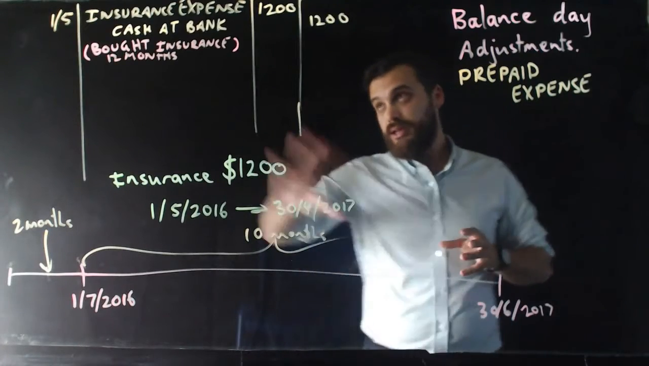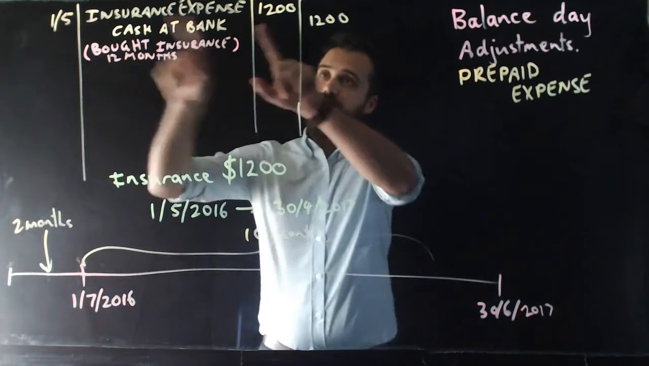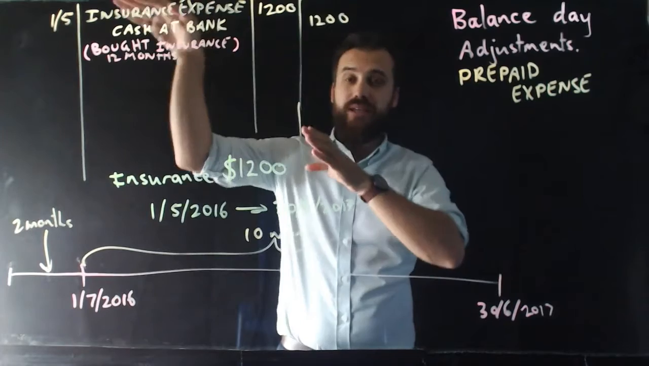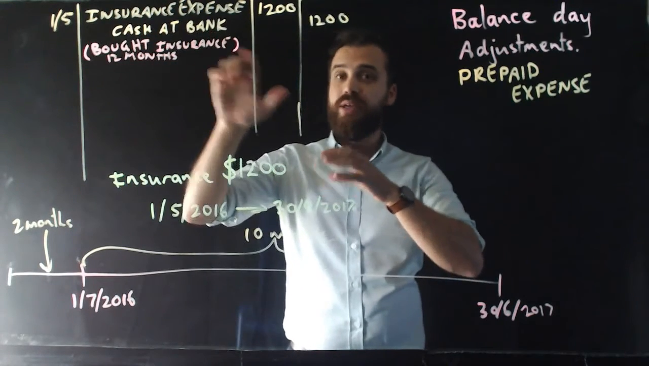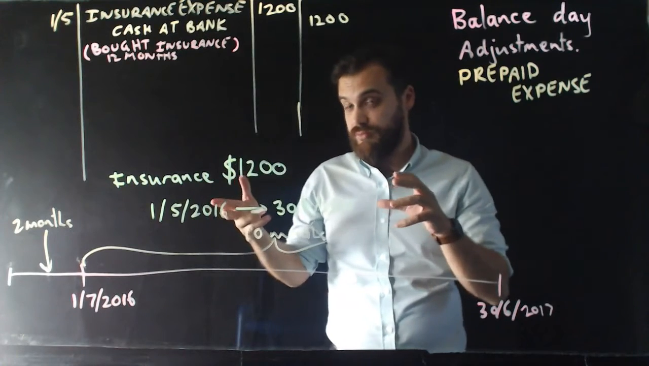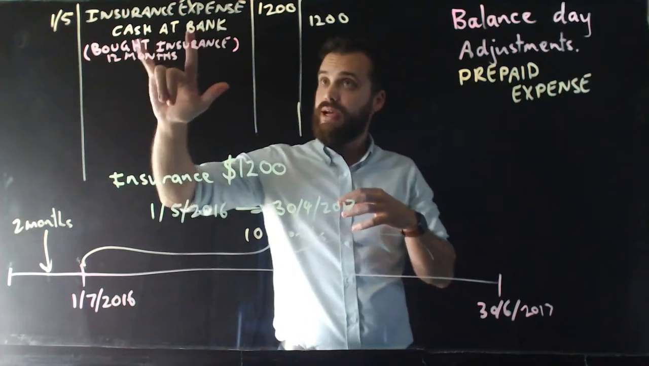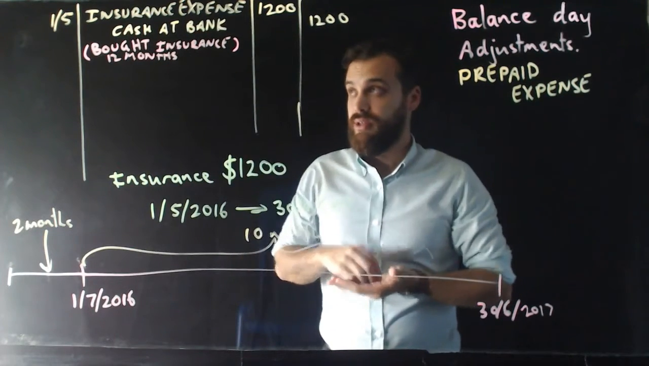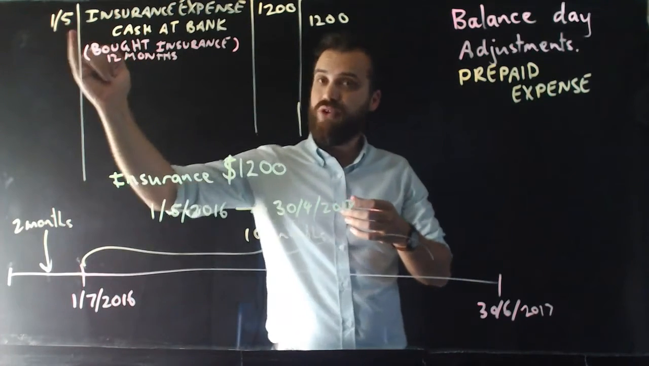Okay, so here's our journal entry. On the 1st of the 5th, we had an insurance expense of $1,200. Remember, expenses are debits. I haven't put the headings up the top, but you guys have seen journal entries. Cash at bank, we paid cash for this insurance. Not that it really matters, it could have been in accounts payable. Cash at bank, $1,200, and there's a credit because our cash at bank went down. Now, journalize that. We bought insurance for 12 months, and it was on the 1st of the 5th.